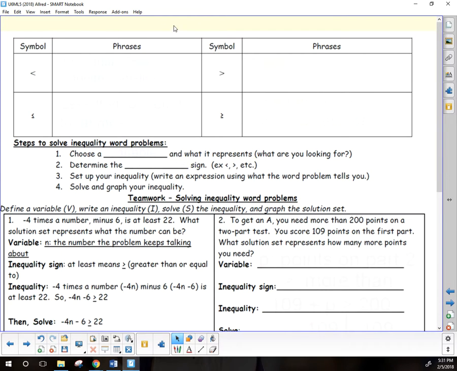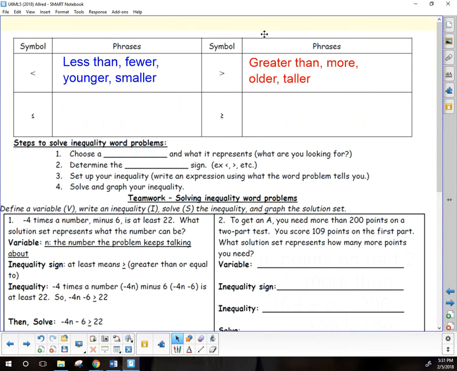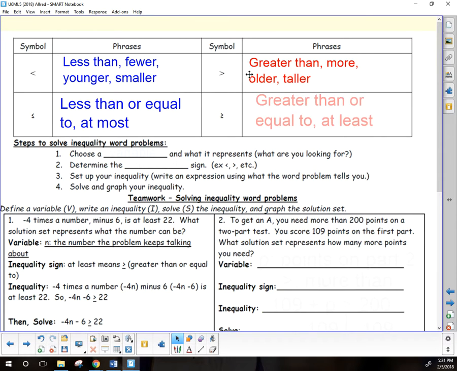Let's get started. We looked at a couple of phrases, way back in mini lesson number 3, and we're going to look at some again. This is a less than symbol. You might see words like fewer or younger or smaller in these word problems. This is a greater than symbol. You might see words like more, older, or taller. This is a less than or equal to symbol. Remember, you have to say at most to say less than or equal to in English. This is a greater than or equal to symbol, and you have to say at least to say that in English. So that's just a nice little chart of some words that you might run into during these word problems.